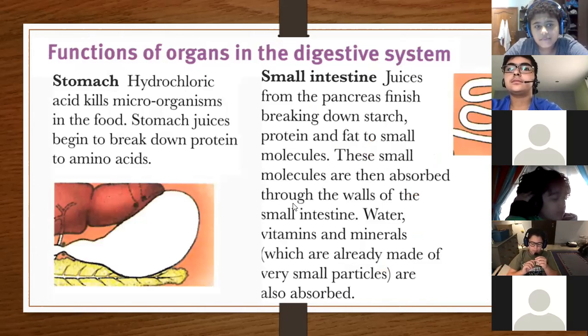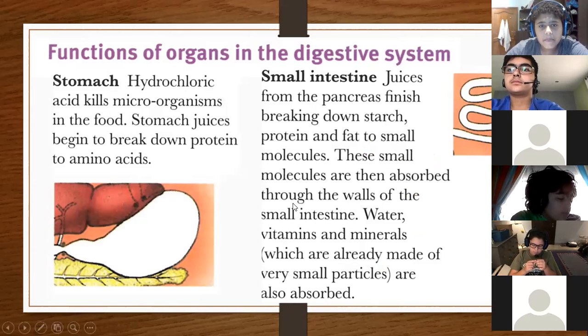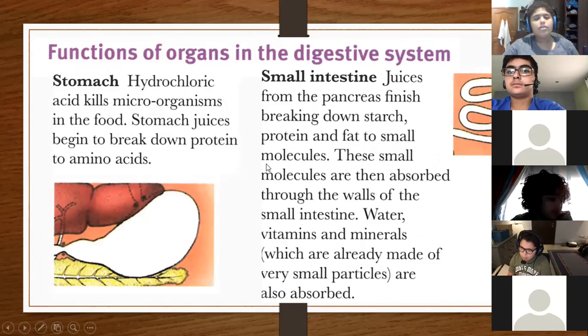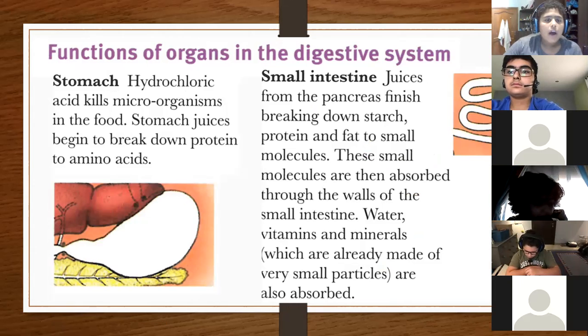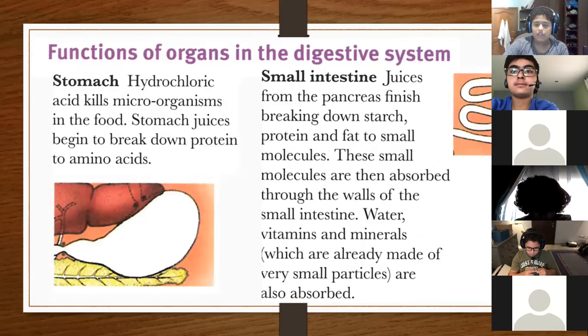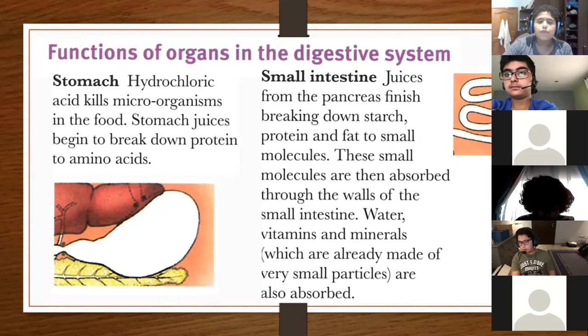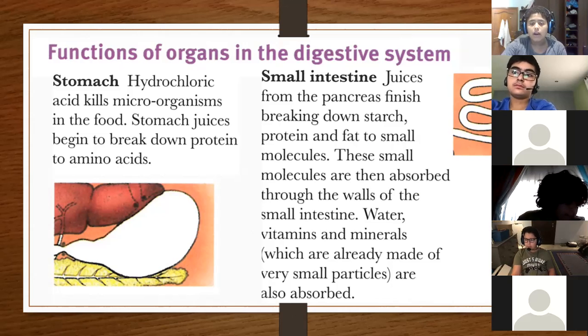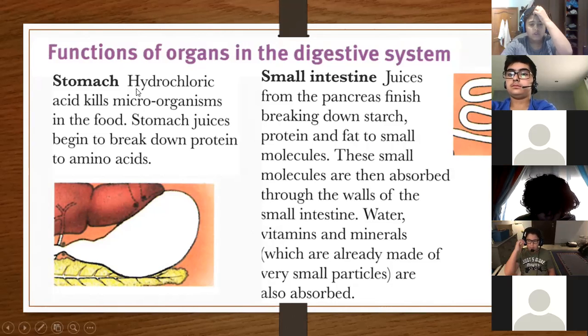And we have Khalid. Okay, Khalid, please continue. Functions of the organs in the digestive system. Stomach: hydrochloric acid kills microorganisms in the food. Stomach juices begin to break down protein to amino acids. Small intestine: juices from the pancreas finish breaking down starch, protein, and fat to small molecules. These small molecules are then absorbed through the walls of the small intestine. Water, vitamins, and minerals, which are already made up of very small particles, are also absorbed.